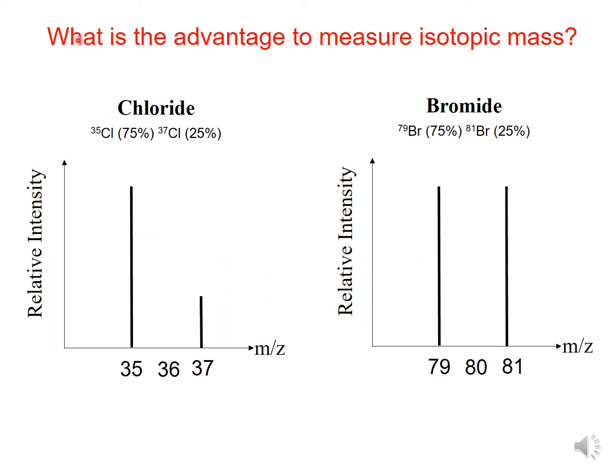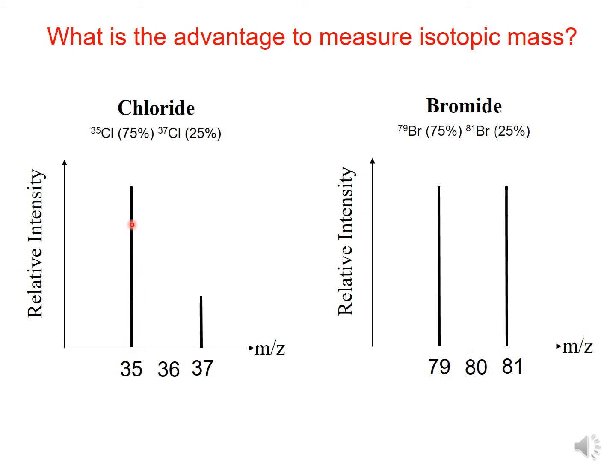So here you have the example of chloride and bromide to illustrate the isotopic mass and the advantage of measuring isotopic mass. Here you have the mass spectra of the chloride, and you see if I only detect the chloride, I have a chloride 35 and a chloride 37. And if I have the resolution, I am able to separate and detect these two isotopes.